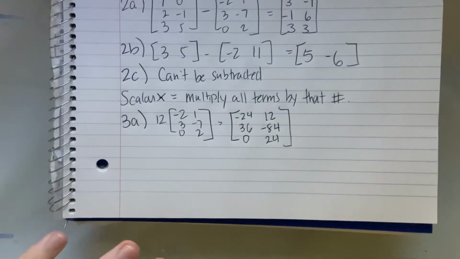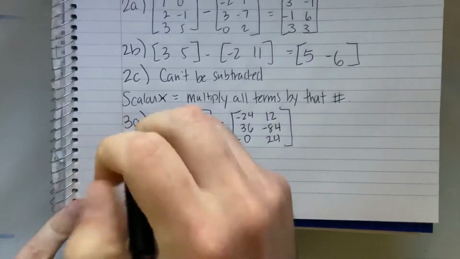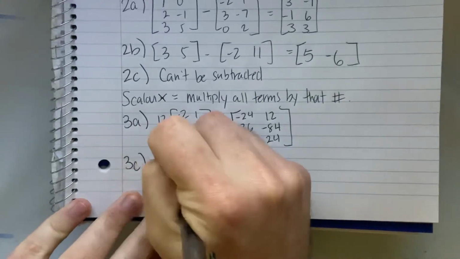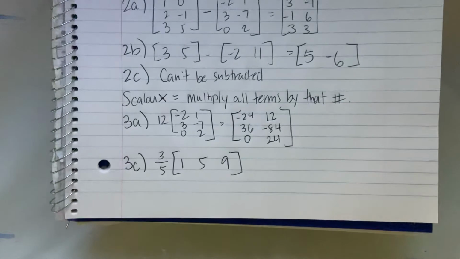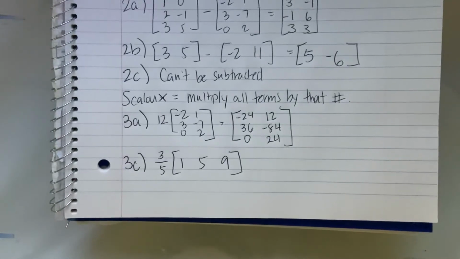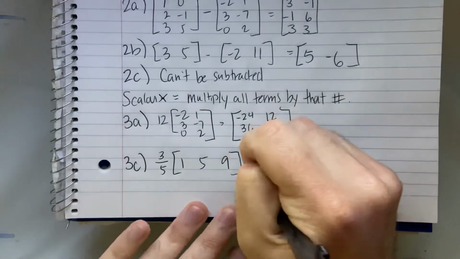Now I'll let you do 3b. Remember, you're multiplying by a negative. 3c, I want to revisit fractions. 3/5 times 1, 5, 9. One thing to note, while multiplying or adding or subtracting have situations where you can't do it, multiplying by a scalar is always possible. There's no situation where that won't be true. Yes, even multiplying by 0, it'll just turn it into a 0 matrix, but everything is doable when it comes to multiplying by a scalar.